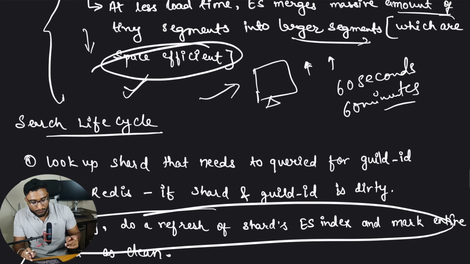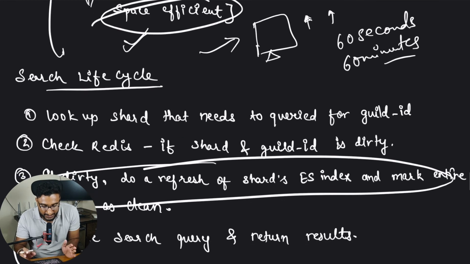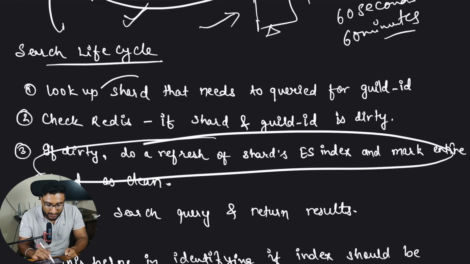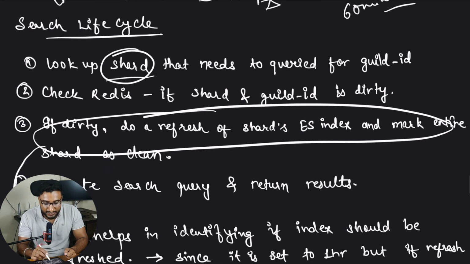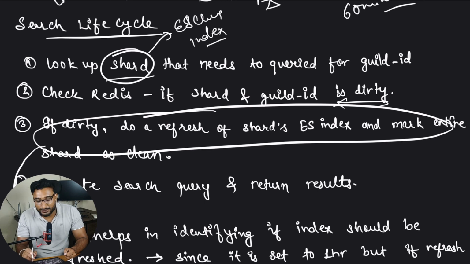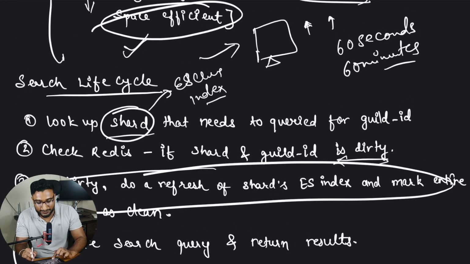Cool. Now moving to how your search looks. So we will find the shard. For a particular guild ID, you will find the shard where the data has to be looked up. So it will give the Elasticsearch cluster and index. Once you have that data, you will check Redis if the shard and guild ID is dirty. Why are you doing it? It is your third point, which is remaining as of now.